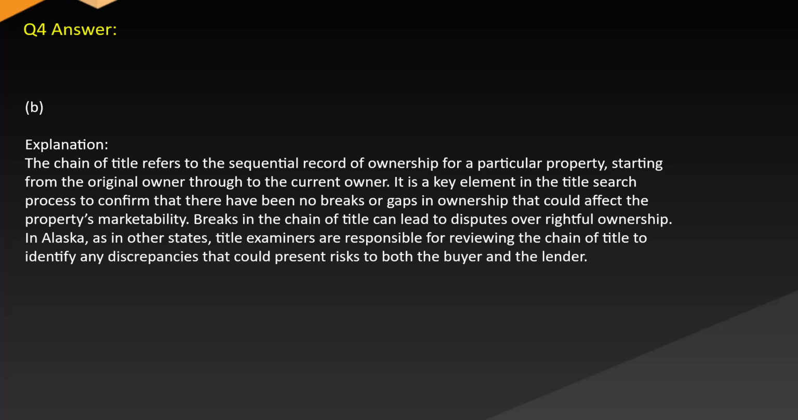Answer B. Explanation. The chain of title refers to the sequential record of ownership for a particular property, starting from the original owner through to the current owner. It is a key element in the title search process to confirm that there have been no breaks or gaps in ownership that could affect the property's marketability. Breaks in the chain of title can lead to disputes over rightful ownership.